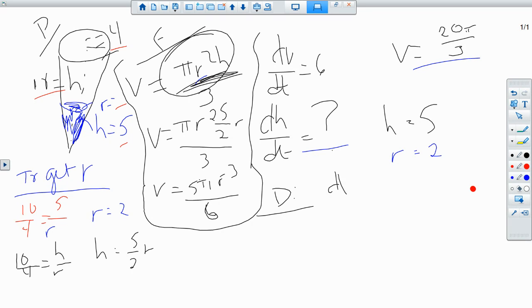So dV/dt. What we got? 5 pi r squared over 2 dr/dt. And then plug everything in.